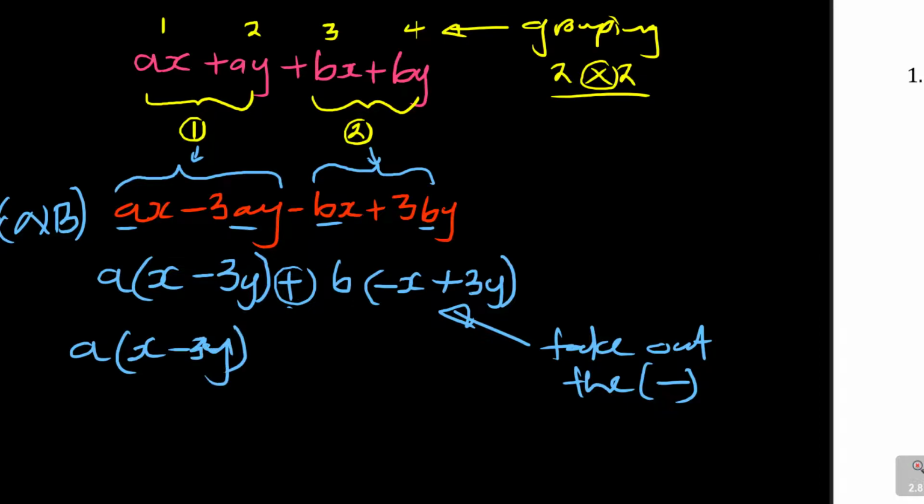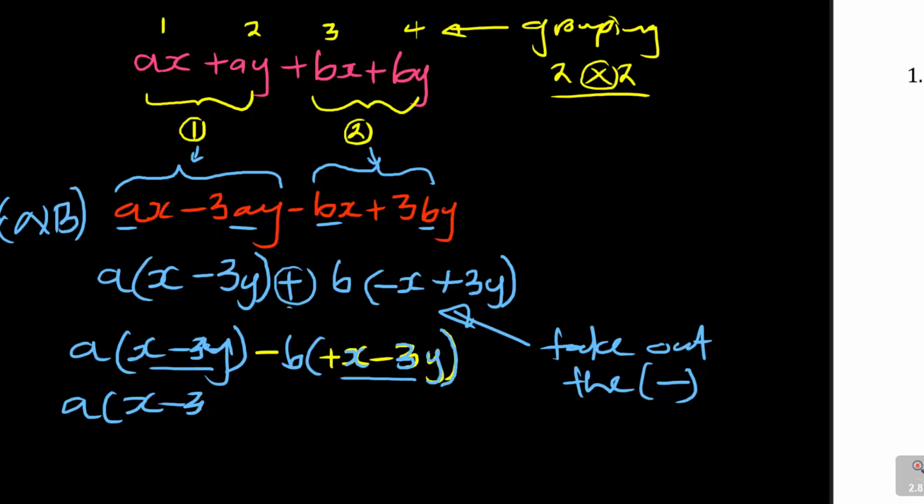Now look, I'm going to interchange the sign. From positive, it will become negative. Negative b. So the signs are changing now. X now will become positive x minus 3y. Look at the signs. What I'm interested in is the signs. Negative b, positive x, negative 3y. But look, does it match? Yes. So now I have a(x minus 3y) minus b(x minus 3y). See, I've got it now.